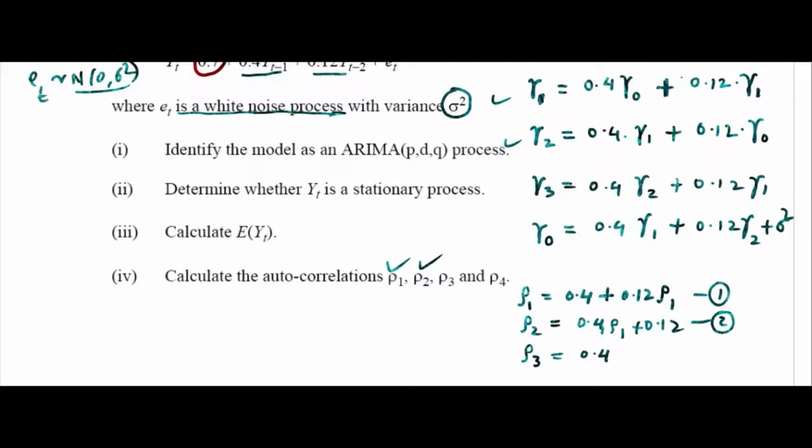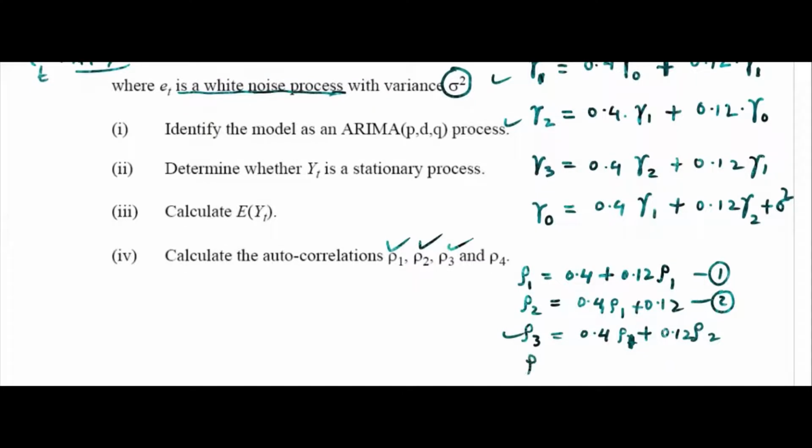Here you will get rho 2, you know already rho 2 now, plus 0.12. So this is rho 1. So you know already rho 1, rho 2, you will get rho 3, that's all. If you want to find rho 4, you can write similar.